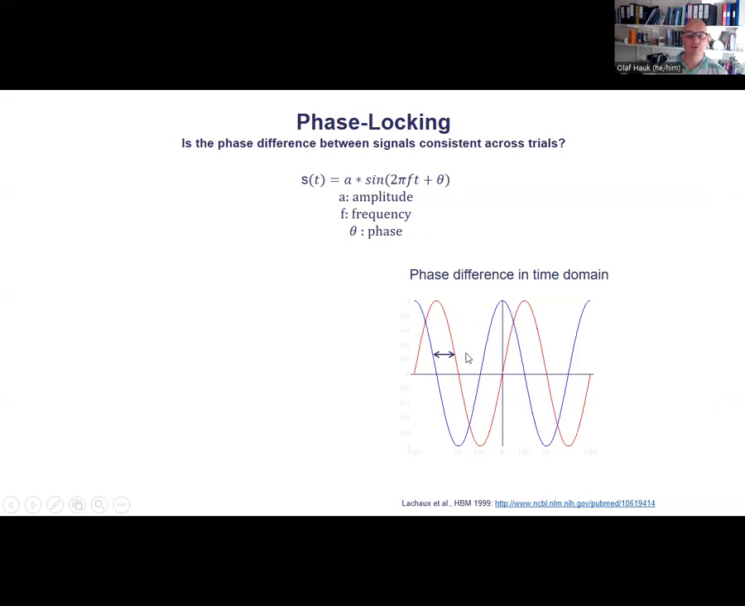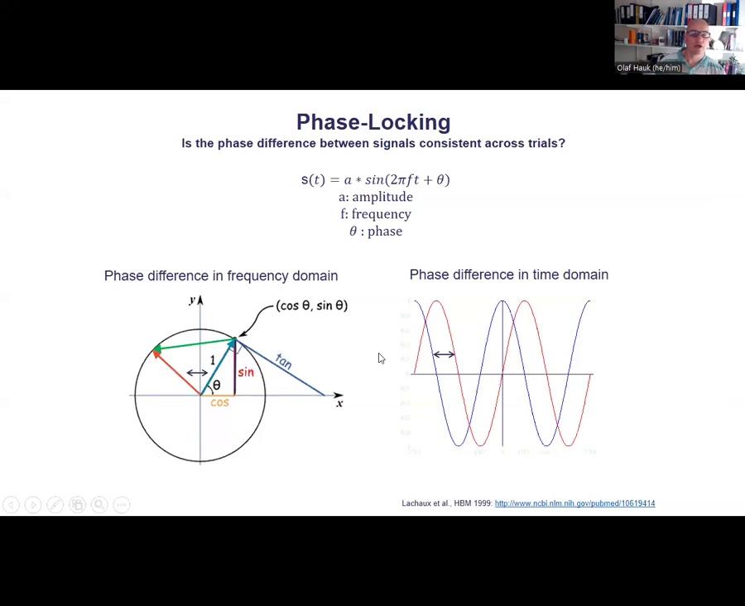But the first assumption is that it's meaningful to look at your data in narrow frequency ranges. So this is only really meaningful if you look at your data in narrow frequency ranges like alpha, beta, gamma, and so on and so forth.